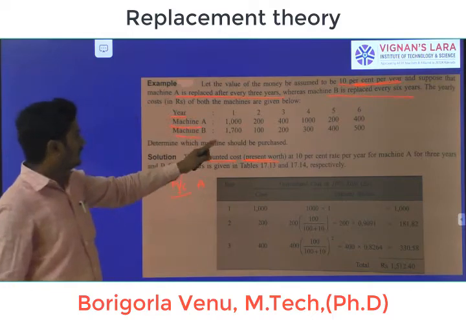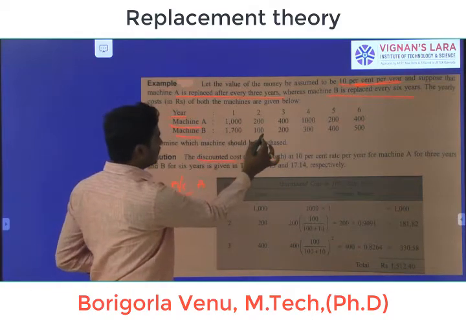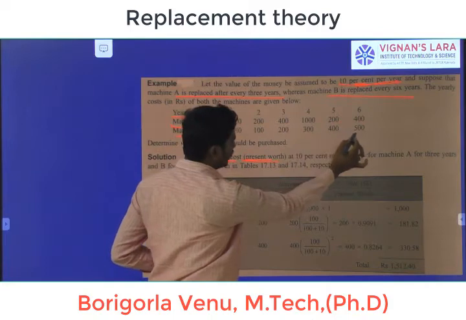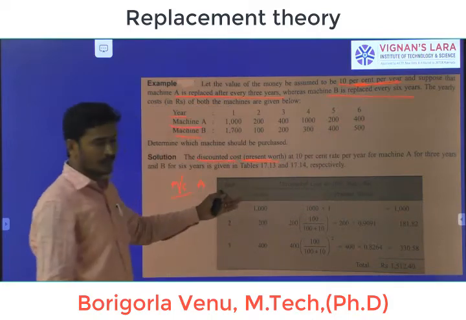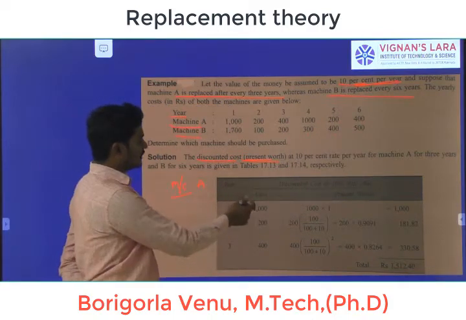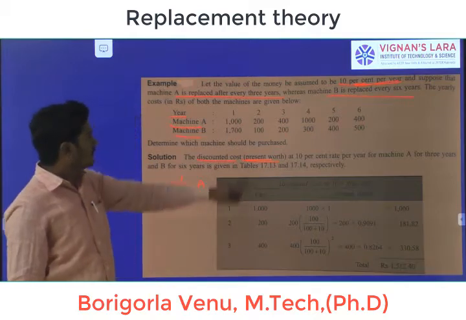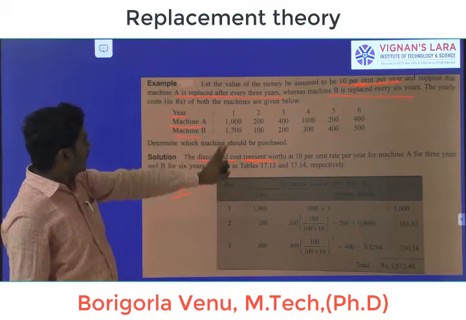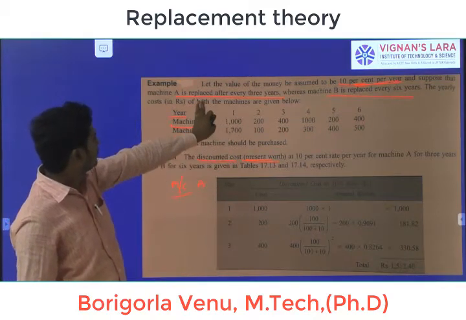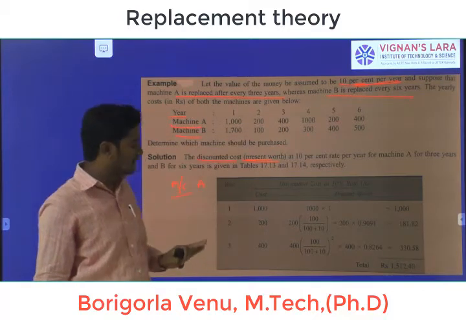Okay, they are given. Next, machine B is 1700, 100, 200, 300, 400, 500. They are given. Now coming to machine A, the reason we have taken 3 years is that it is given in our problem: every 3 years machine A is replaced.